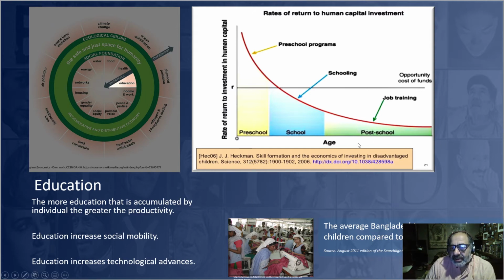This is age on the x-axis and rate of return to investment in human capital. So what this means is, from zero to high, if we spend money on a child at preschool, the rate of return, the benefits that our society gets from spending that money, is quite high, up here. As the person gets older, the benefits we get from educating that person get lower and lower and lower. And by the time it gets to post school, it's quite low.